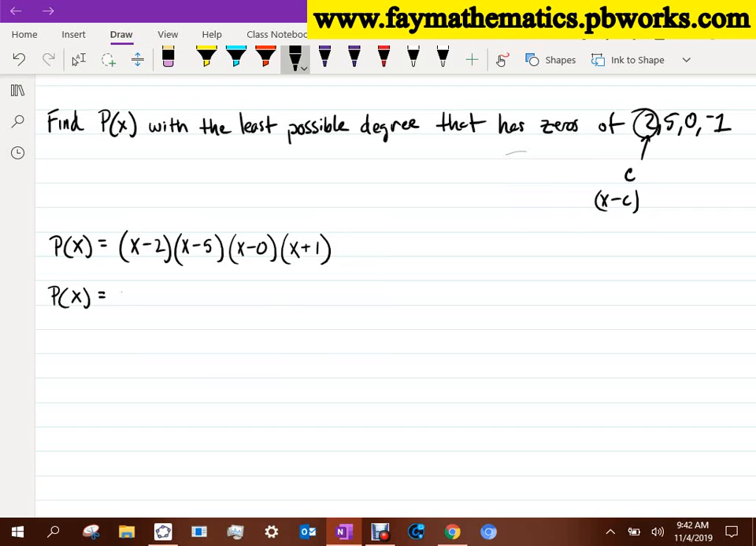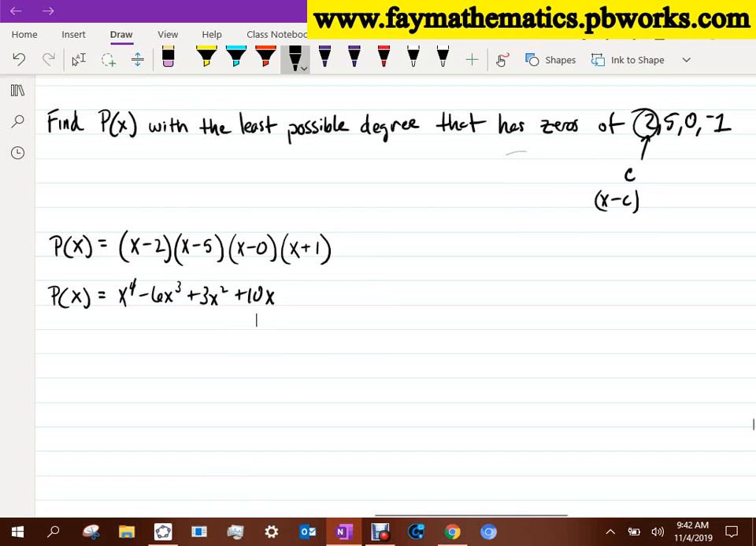So this will actually end up being x to the 4th minus 6x cubed plus 3x squared plus 10x. And that's the polynomial of least degree that has those zeros. Does that make sense? Now I want to show you something real quick.